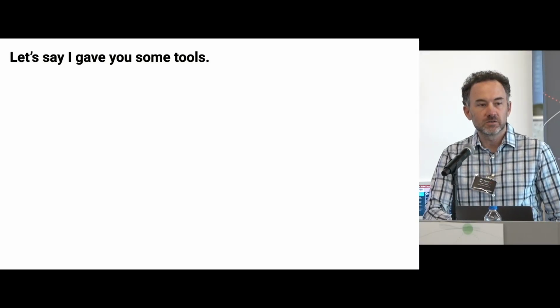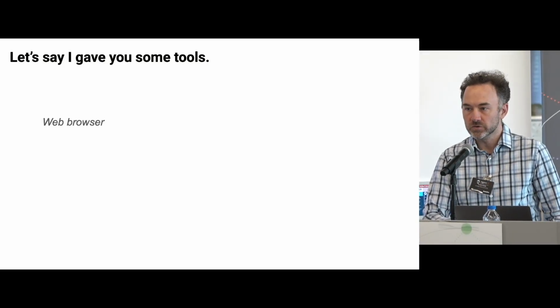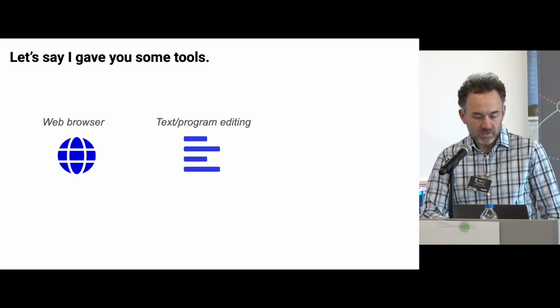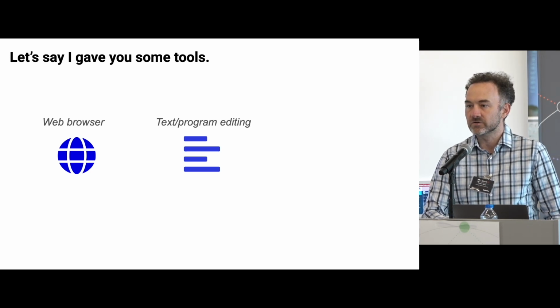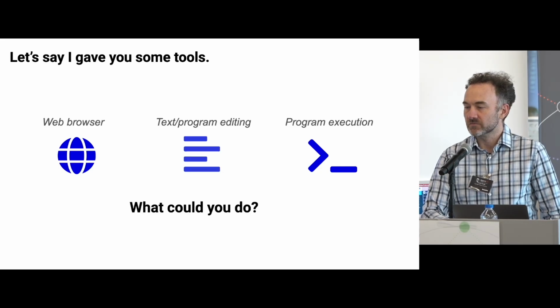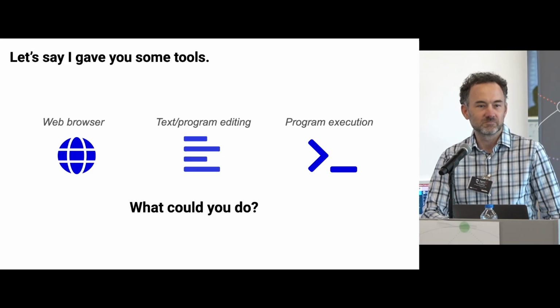So I'm going to talk about building practical AI agents for software development. And the reason why I want to do this is, let's say I gave you some tools. I gave you the ability to use a web browser. I gave you the ability to edit text or edit files on your computer or something like this. And I gave you the ability to run programs. What sorts of things do you think you could do if you had the ability to do all of those things?